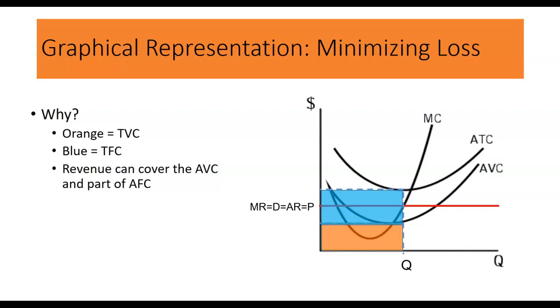So by running my operations, I am reducing the amount of loss that I have. If I don't run my business, I owe the entire fixed cost, the entire blue area. So by running my operations, I'm losing less money, and then in the long run, things will change. So that's why we call this minimizing loss. And yes, you continue to operate in this situation.